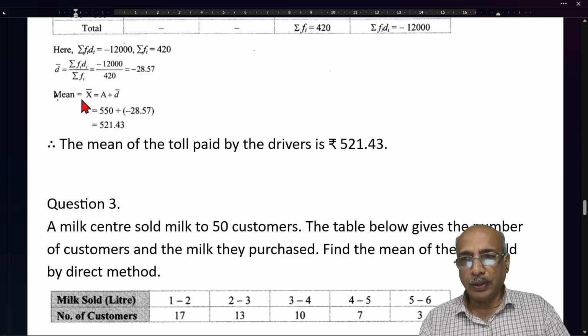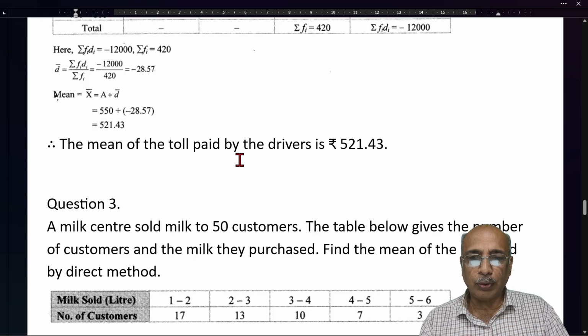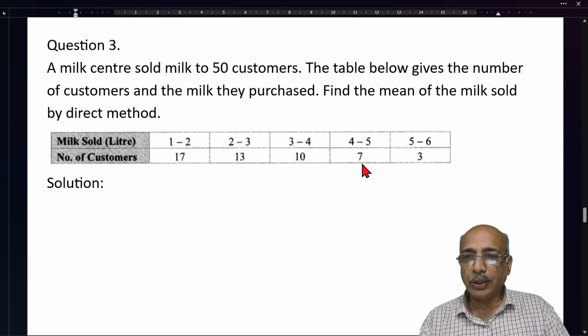The mean of the given class is x bar equals A, that is the assumed mean, plus d bar, what you have calculated here. It can be positive or negative. Equals 550 plus minus 28.57 equals 521.43. The mean of all the toll paid by the drivers is rupees 521.43.